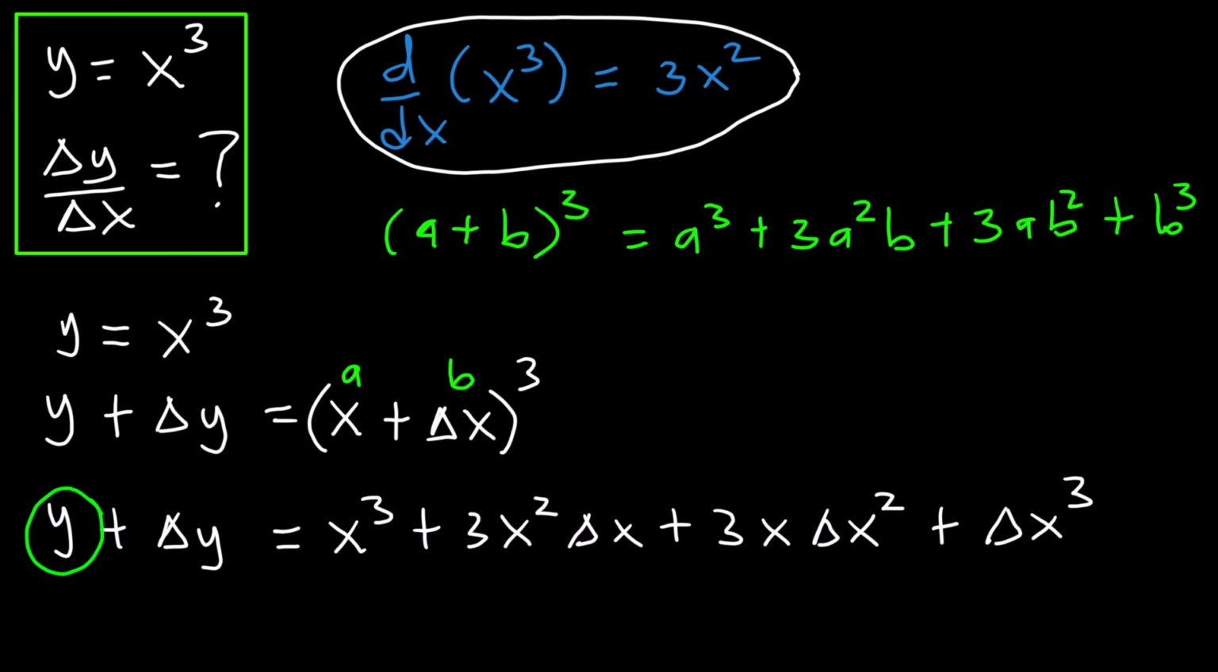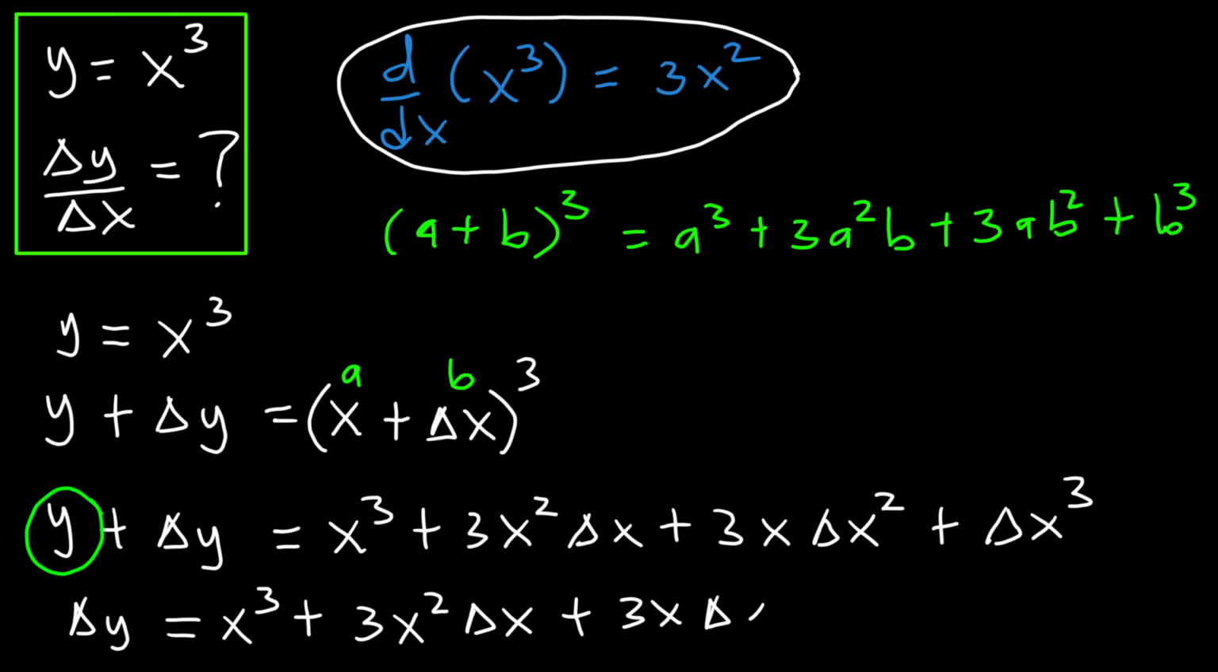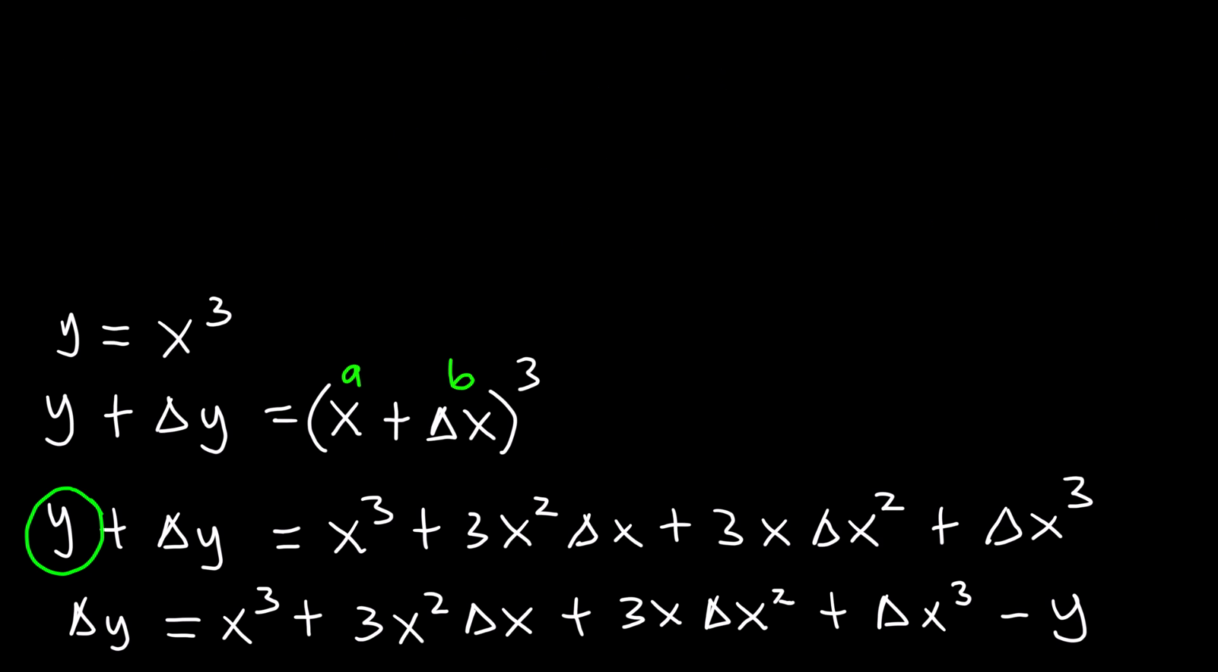So we shall have change in y equaling x to the power of 3 plus 3x to the power of 2 times change in x, and then plus 3x times change in x to the power of 2 and then plus change in x to the power of 3 minus y. But if you remember, we know that y equals x to the power of 3.